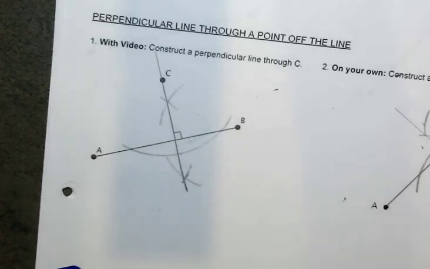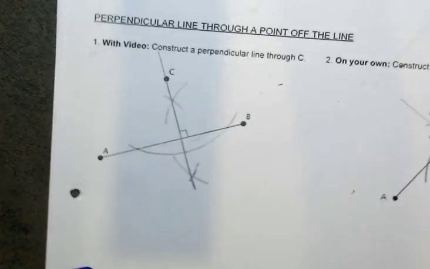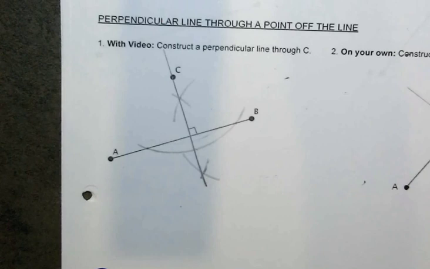Okay? All right, so that's how you use a compass and a ruler to create a perpendicular line through a point not on your line.